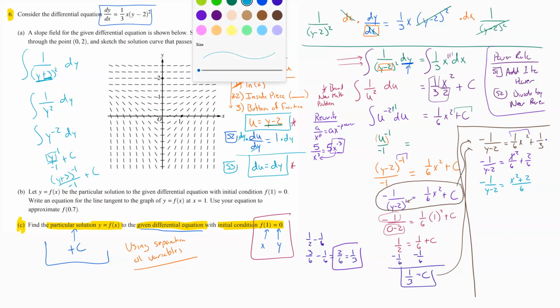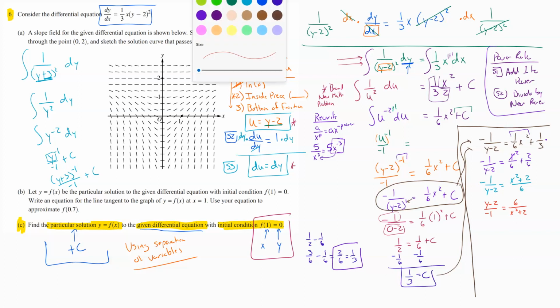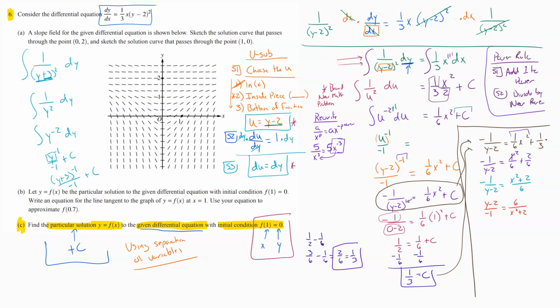Now that this is a single fraction, what we can do from here is flip both fractions. If you've got two fractions set equal to each other, you can flip them both, or you could cross multiply, but that's going to make things a little bit crazier. Here, you flip them both, so I would now have y minus 2 over negative 1 equals 6 over x squared plus 2. That just brought the y up to the top. Remember, you never solve for a variable in the bottom of a fraction, and it's just going to make the rest of the algebra a little bit easier.